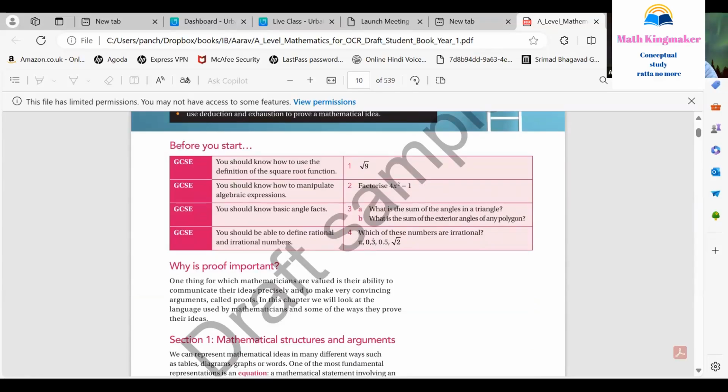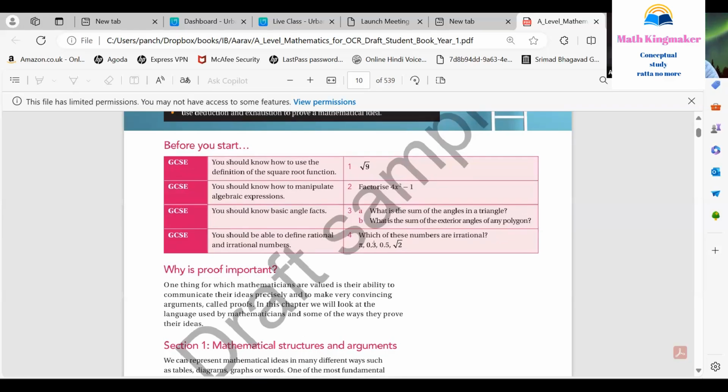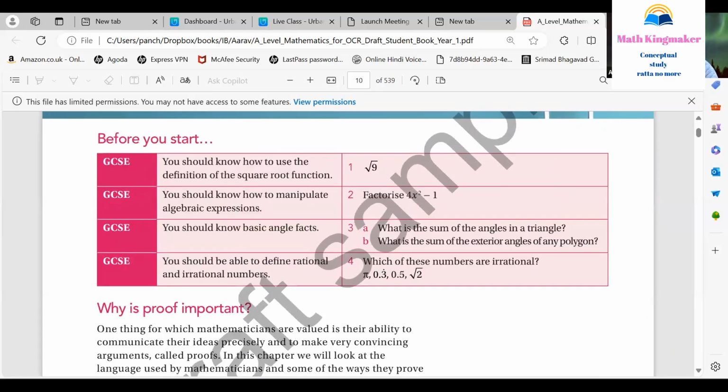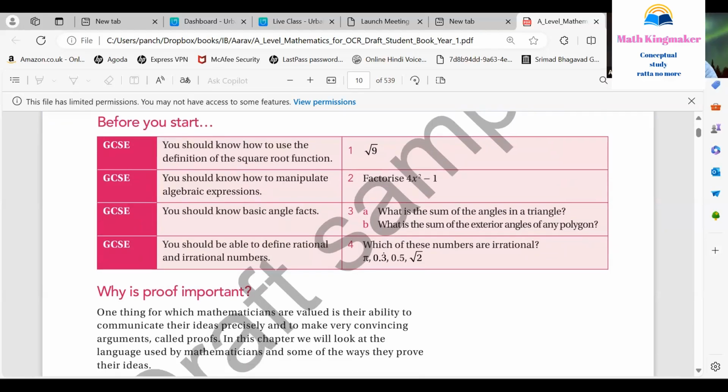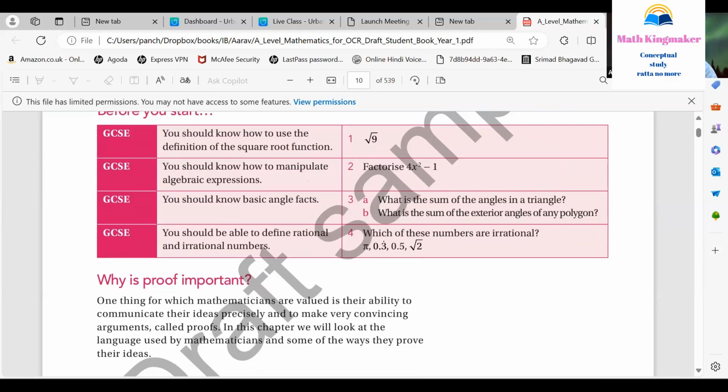So you know everything, root 9, factorizing 4x square minus 1. These are simple things for you. What is the sum of the angles in a triangle? It is 180. What is the sum of the exterior angles of any polygon? 360. Each exterior angle of a regular polygon is 360 divided by the number of sides.